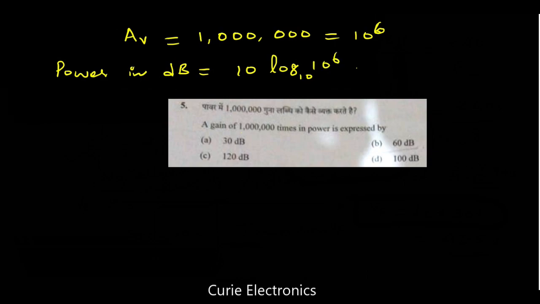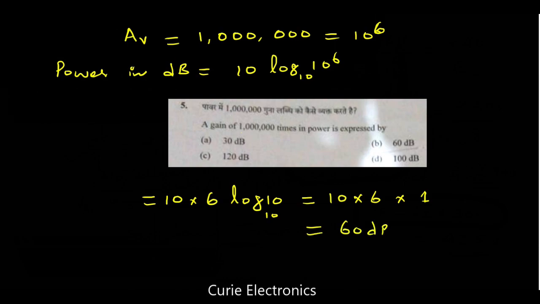Which is equal to what? 10 multiplied by log of 10 to the power 6. In a logarithm, we can apply the log property here, which equals 10 multiplied by 6, taken out from the log property. Then what is left is log 10. What is log 10 to the base 10? That is equal to 1. So 10 multiplied by 6 multiplied by 1. So we will get 60 dB as the answer.